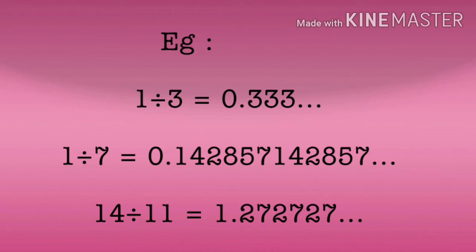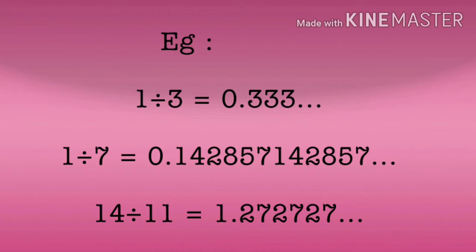Here also this decimal expansion is non-terminating, which has no end, and which is recurring, which means repeating. 27, that block 27 is repeating. So these are our examples for non-terminating recurring decimal expansions. So here we discussed two types of decimal expansions, means rational numbers.